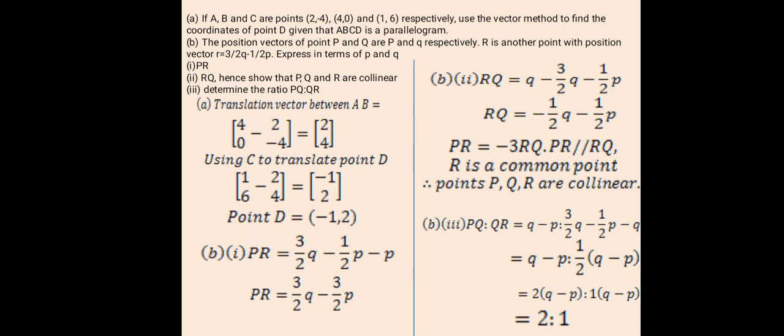B. The position vectors of points P and Q are p and q respectively. R is another point with a position vector r equal to 3 over 2 q minus a half p. Express in terms of p and q, 1, PR, 2, RQ. Hence, show that P, Q and R are collinear. 3. Determine the ratio PQ to QR.